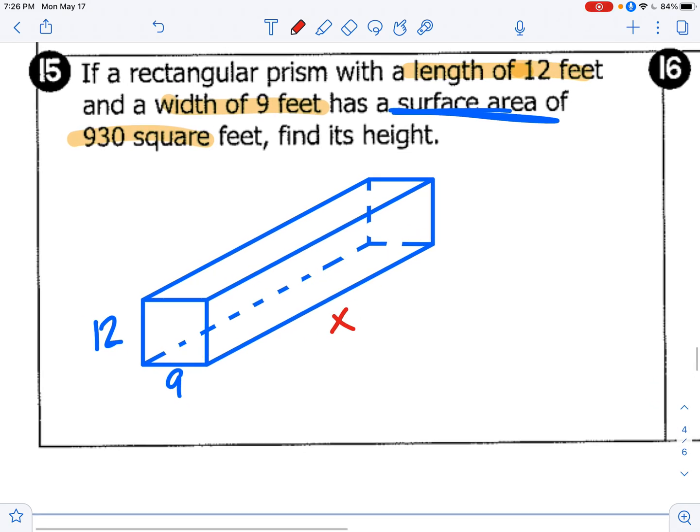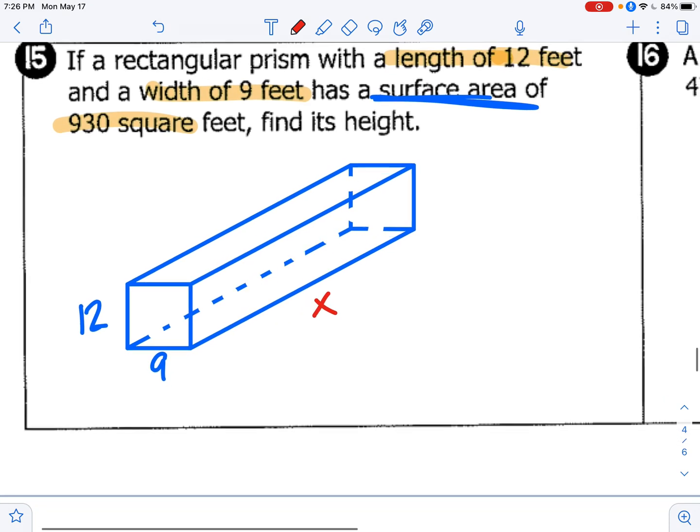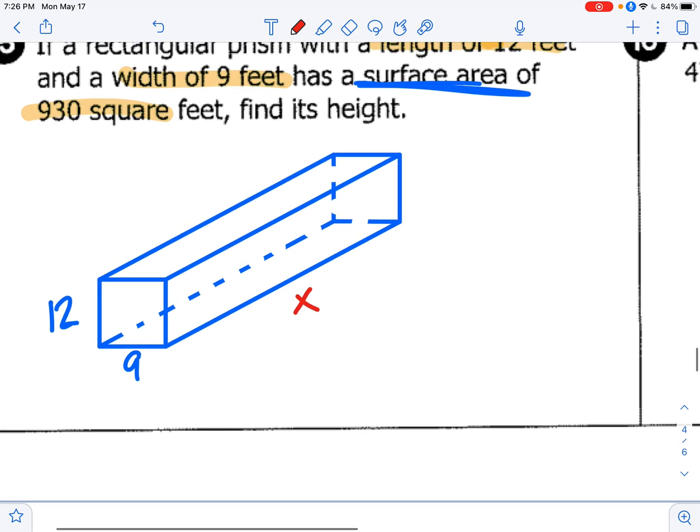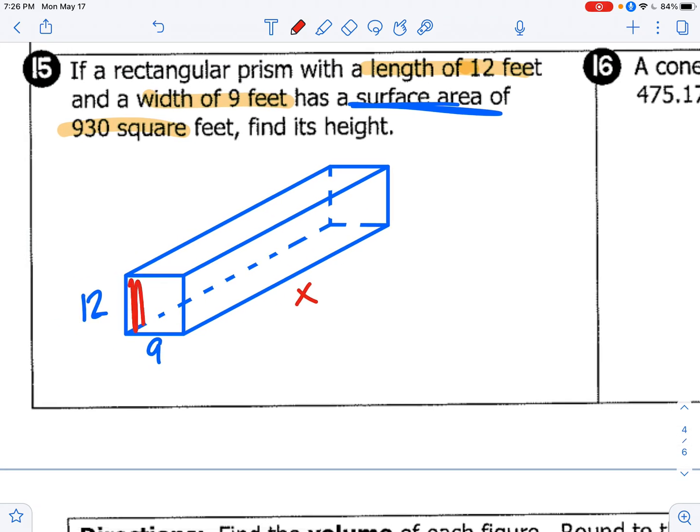Now they gave me the surface area. Typically what I would suggest you do is write out the generic formula for the volume or the surface area. But in a rectangular prism, I don't have a generic formula. So what I'm going to have to do is find all of the areas of the sides and add them up, just like I would do if I was finding the surface area normally. So let's find all of our areas and add them up. First I have 12 times 9 is 108. Same thing on the back, also 108.